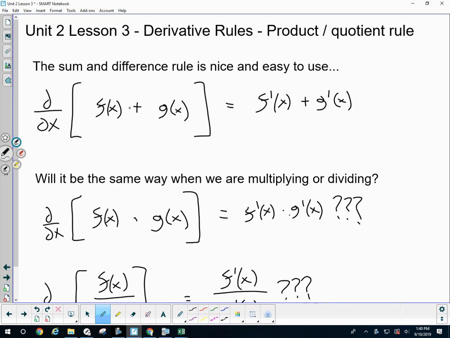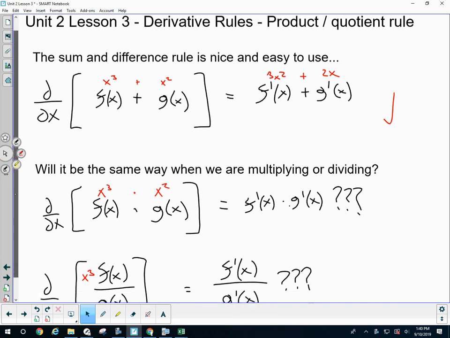So the sum and difference rule is really nice. If I want to take the derivative of, like, x cubed plus x squared, it's easy. Use the power rule to get 3x squared, use the power rule to get 2x, add them together, and that is correct. Okay? But the question is, does it work when you're multiplying? Does it work when you're dividing?